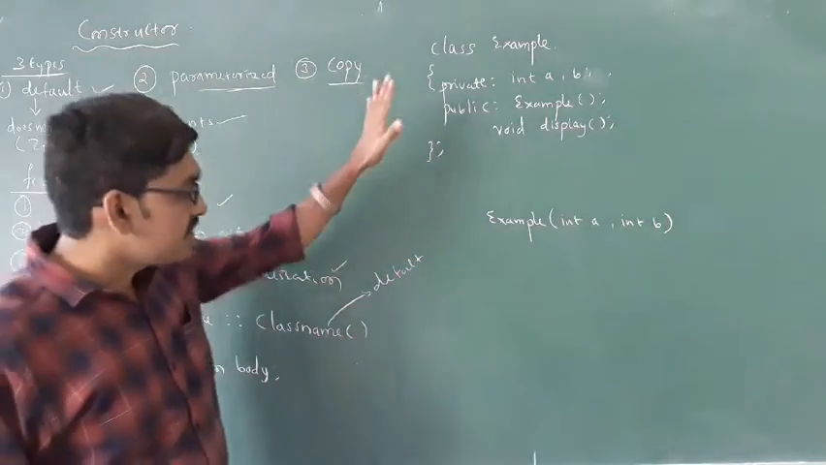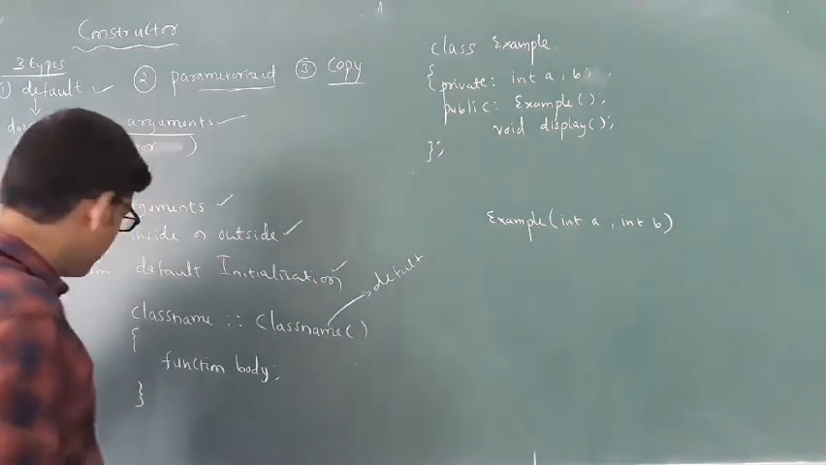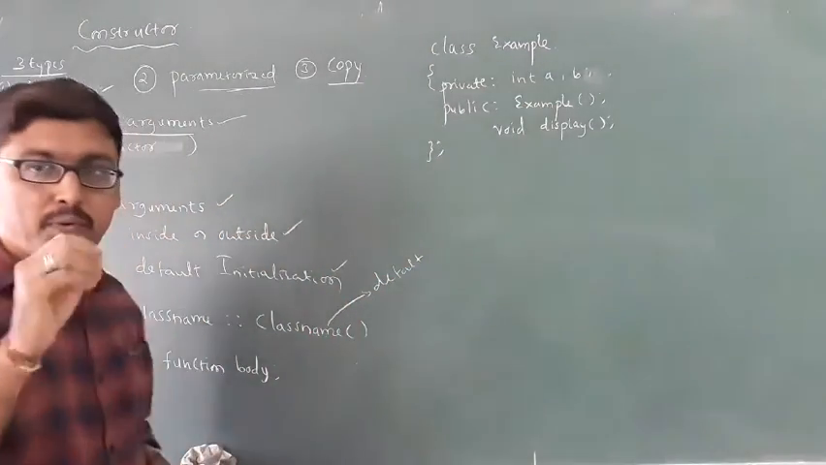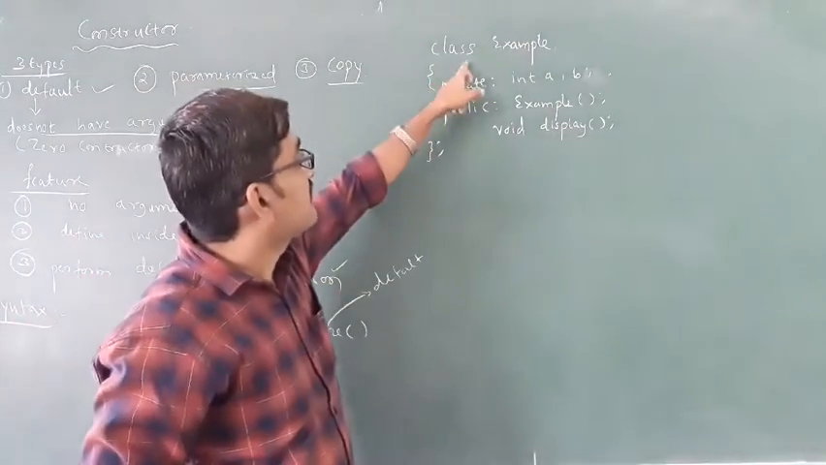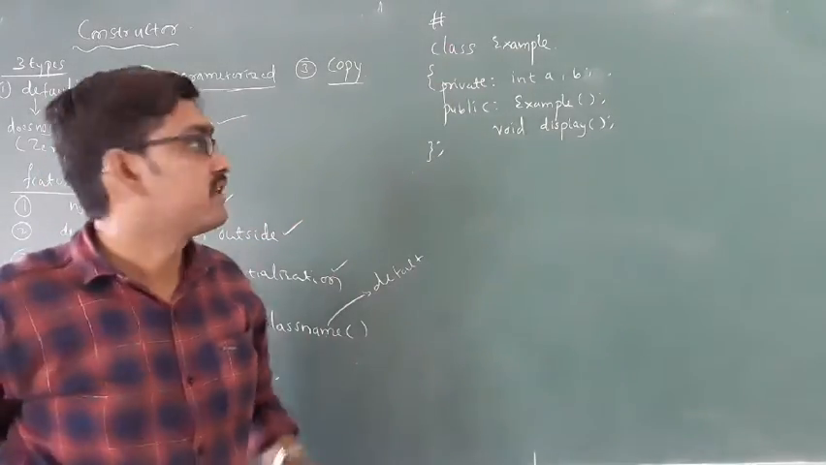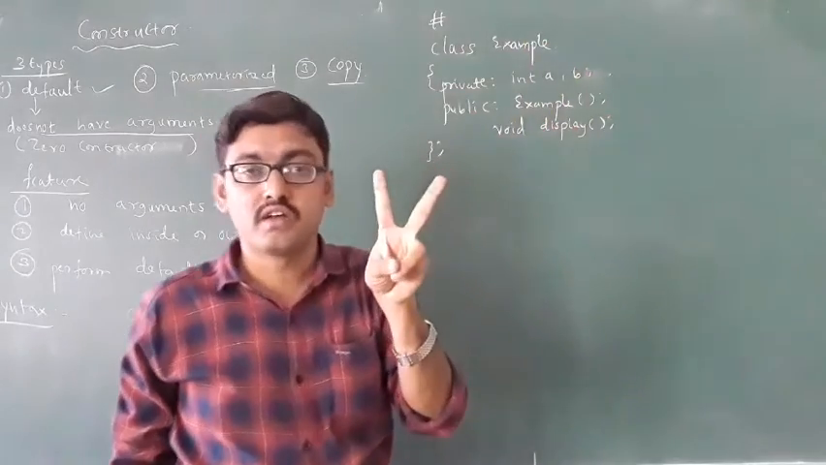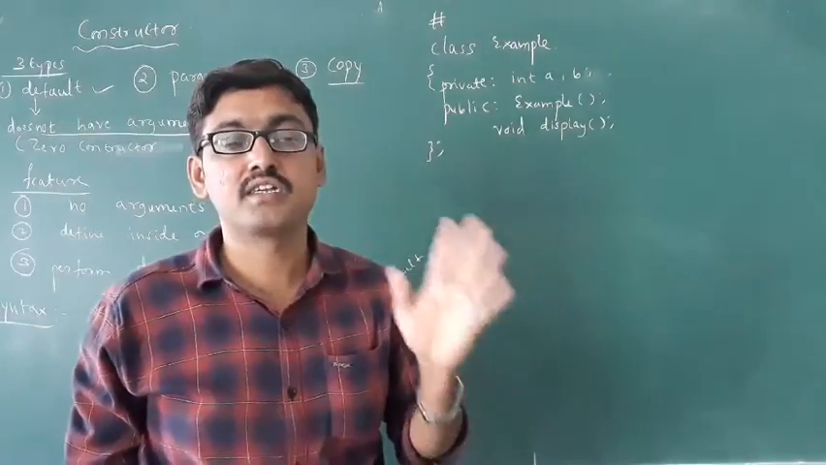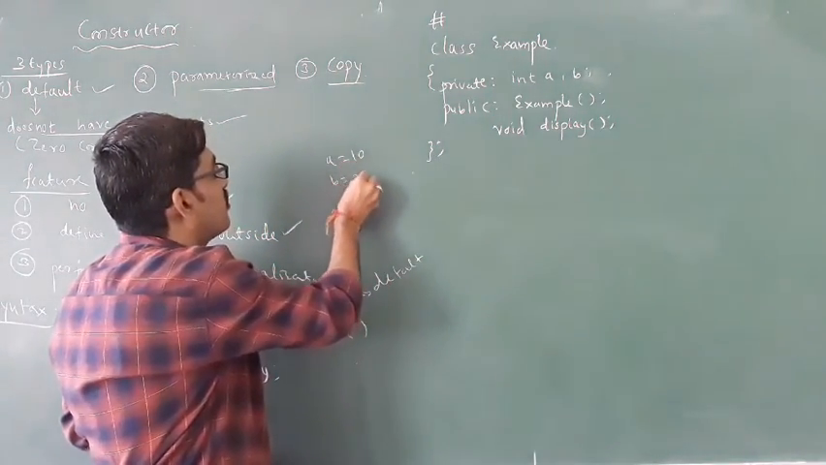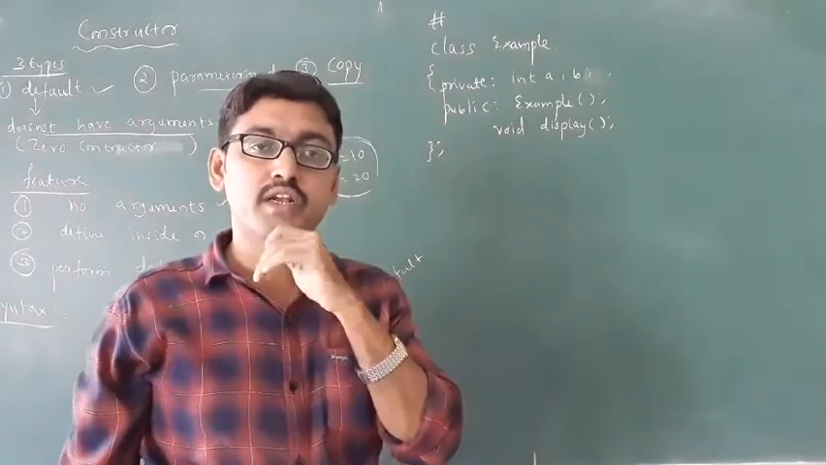Then I am writing one program, and then you can understand the default constructor. I am writing here: class example, #include iostream.h and conio.h. Here I am taking example as the class name, with two data members, A and B. I want to display A equal to 10 and B equal to 20 as the output.